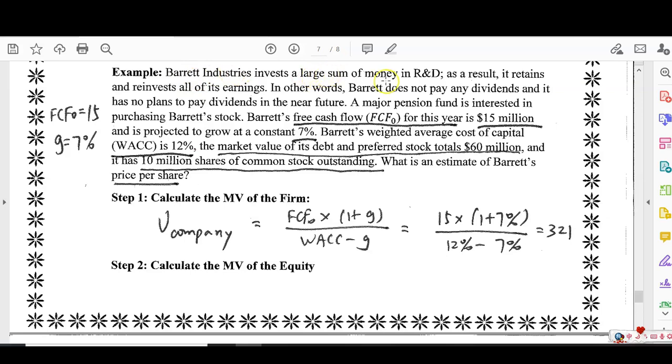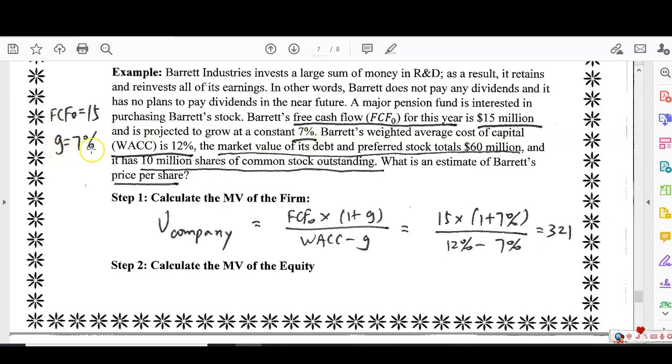This firm invests a large sum of money in R&D. As a result, it retains and reinvests all of its earnings. In other words, this firm does not pay any dividends, and it has no plans to pay dividends in the near future. A major pension fund is interested in purchasing Barrett's stock. Barrett's free cash flow for this year is 15 million. Free cash flow 0 is 15 million, and is projected to grow at a constant 7%.